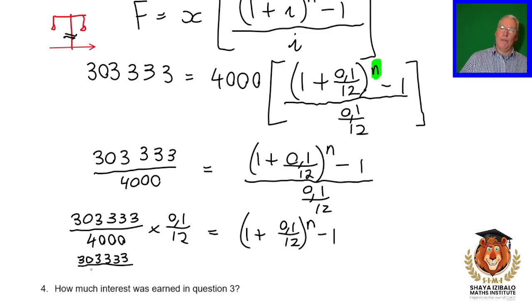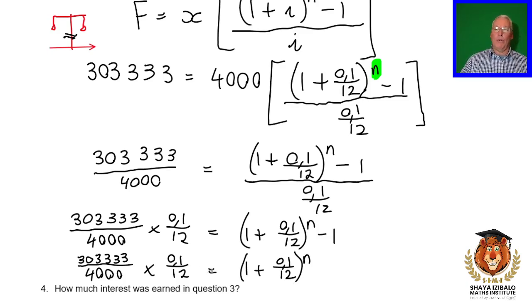303,333 over 4,000 times 0.1 over 12. And that's going to equal 1 plus 0.1 over 12 to the power of n. Okay, sorry, don't forget to add 1. We're adding 1 to both sides. So plus 1 equals that. Right, now what we're going to do is we're going to take it out of log form.